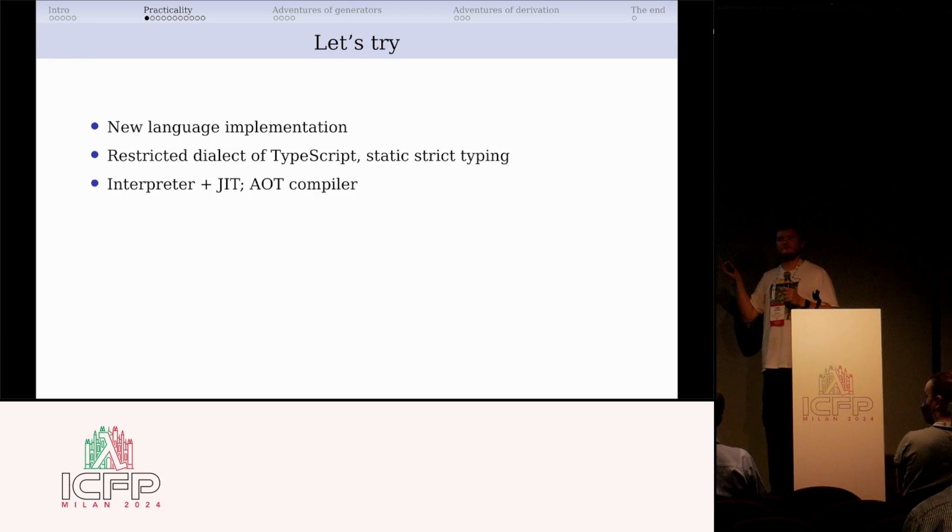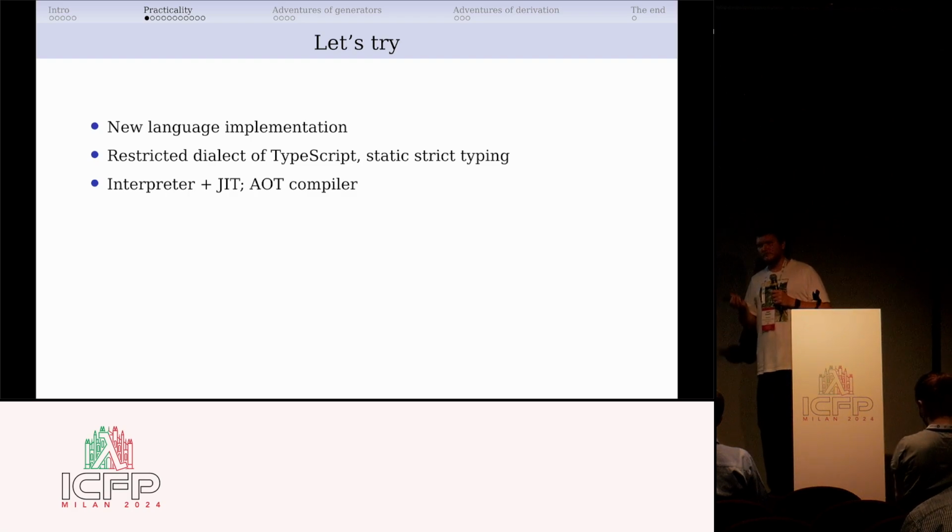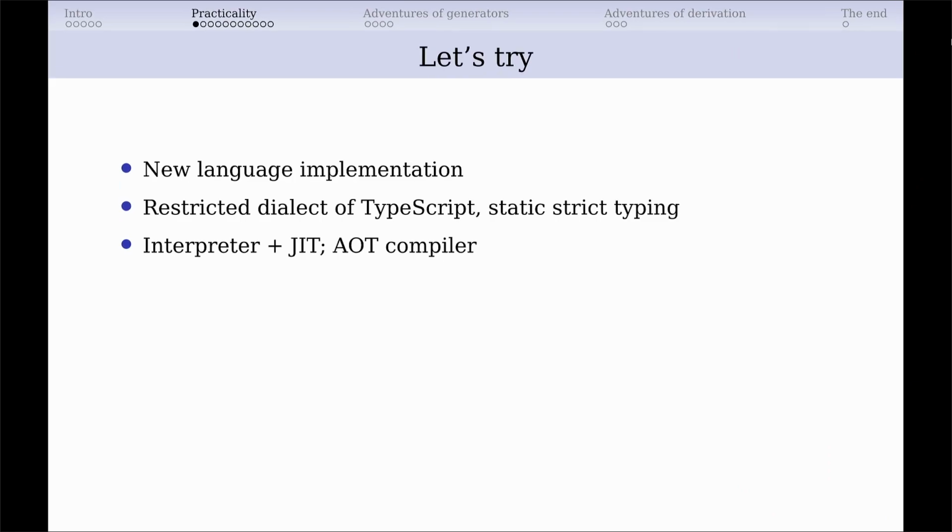I'm describing a real project that took place some time ago, and the aim was testing the new implementation of a new language. It was a dialect of TypeScript, and it has both an interpreter and a compiler, and it has a just-in-time optimizer in the interpreter.